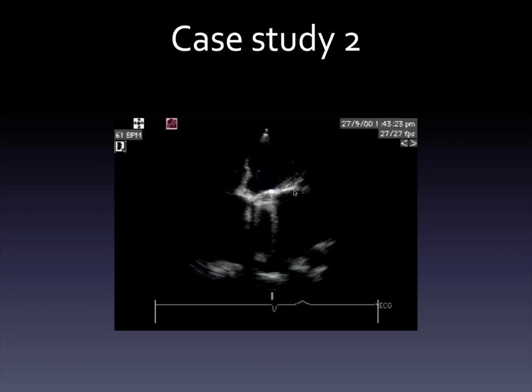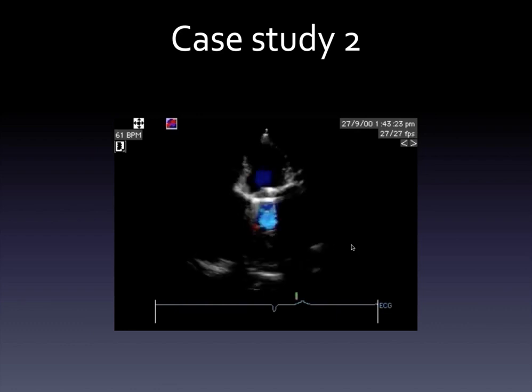So left atrium, left ventricle. So this is actually a mechanical mitral valve with some bubbles called cavitation bubbles. And what I want to show you is more this. Can you see the color jet? It's over here. Left atrium here, left ventricle here.